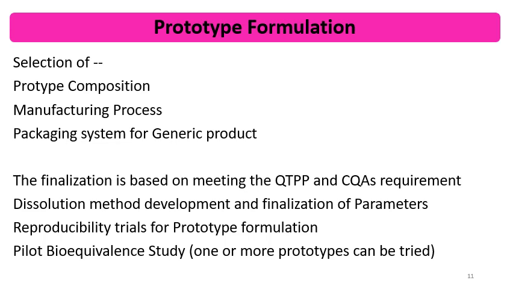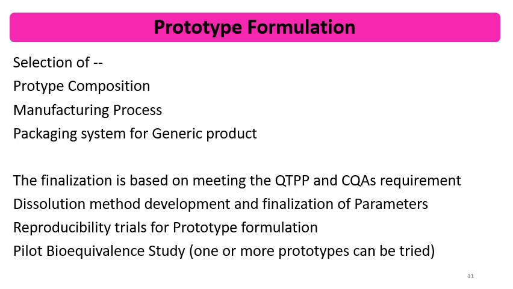Then prototype formulation involves the selection of prototype composition, quantitative composition and qualitative composition, manufacturing process and container closure system, that is packaging system for the generic product. See, this prototype formulation is to be fixed for the pilot bioequivalence studies. If you are going to manufacture the exhibit batches, that time the prototype formulation should be evaluated very critically. The finalization of the prototype is based on the criteria that it meets the QTPP and CQA.